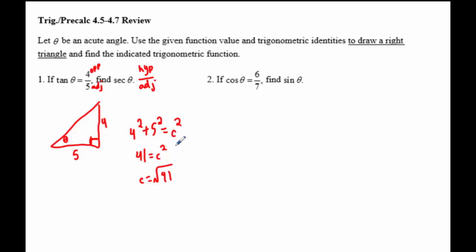I'm not going to worry about typing that into my calculator. I'm just going to leave it as the square root of 41. That's the hypotenuse. So secant is hypotenuse over adjacent, so that's square root of 41 over 5, and that's my answer.